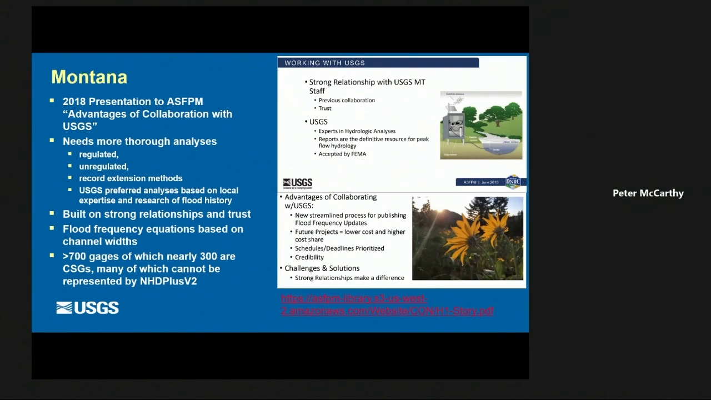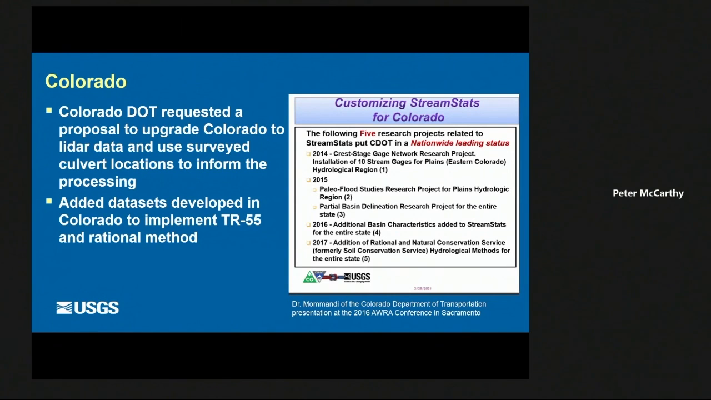In Montana, we've built a great relationship with the state DNRC, where we are doing flood frequency basin by basin and getting those peak flow analyses into StreamStats. We're looking more thoroughly at regulated, unregulated, and record extension methods, and trying to do analysis on all gauges, not just gauges that are used for regional regression. We've always had a really strong relationship with the Colorado Department of Transportation. We're currently looking at a proposal that uses LiDAR data and surveyed culvert locations to improve the hydrologic network used in Colorado.